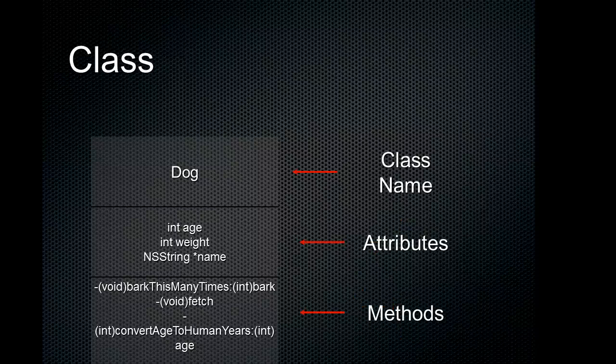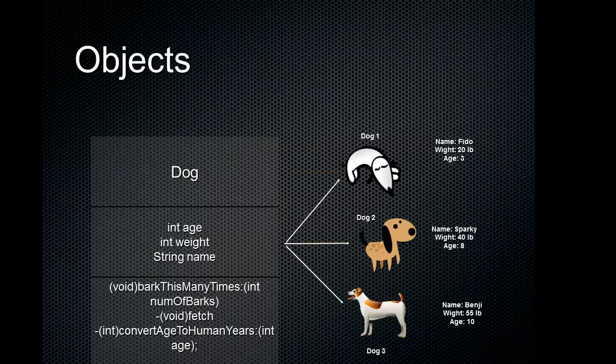Class defines what the attributes are. Age, weight, name. Okay? Attributes, a class defines what the attributes are. It does not give them values. We can create an object from a class and give those attributes values.